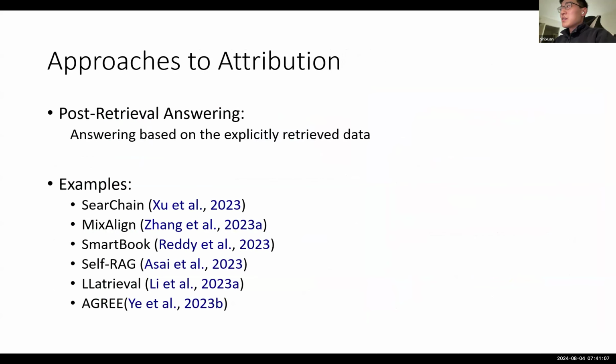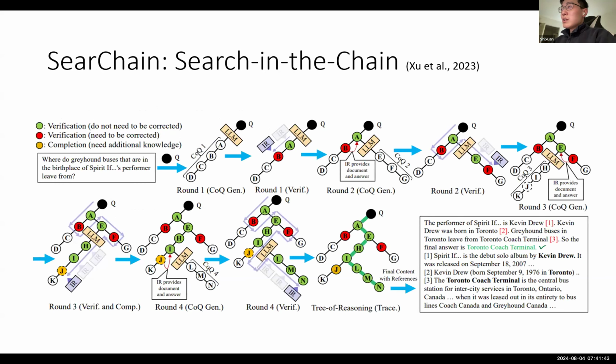And another approach to attribution is post-retrieval answering. I think it is more familiar to everyone because RAG, retrieval augmented generation, is just one classical example of this type of attribution. It is using some information retrieval mechanism to retrieve something and ask the model to answer based on the retrieved data. Some examples are the SeerChain or Max Line. And I'll also showcase one example here.